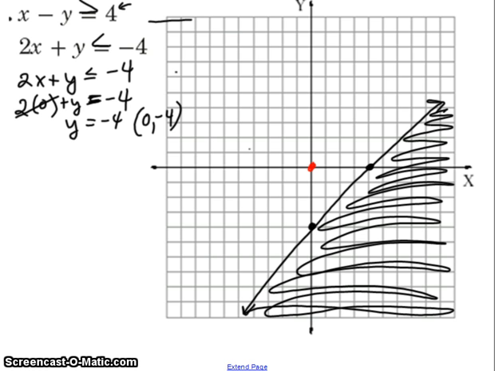I'm going to make this one blue. 0, -4 is right here, the same point as the first one.